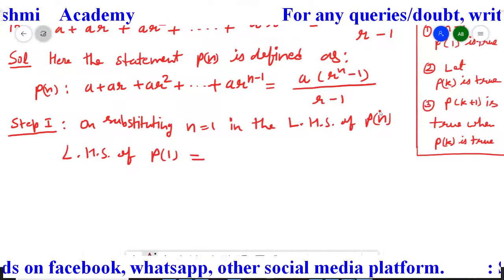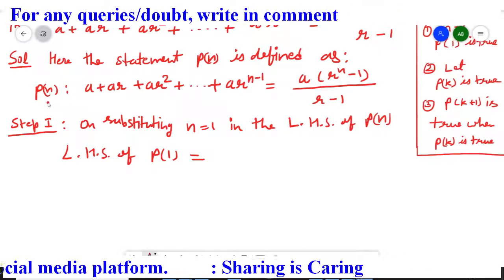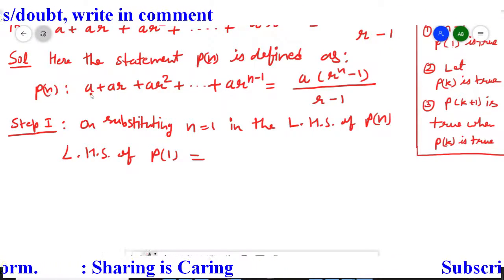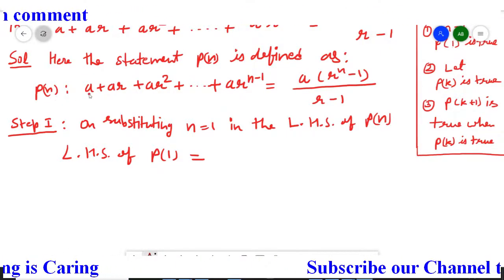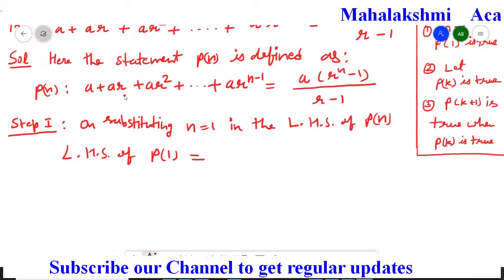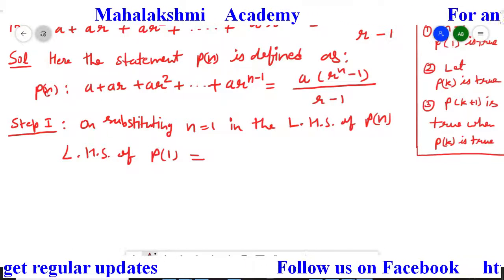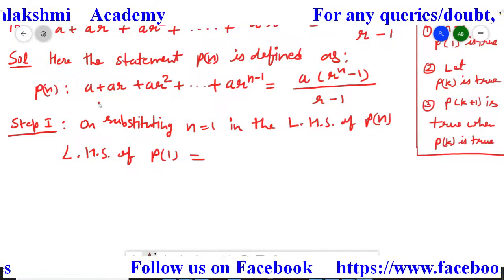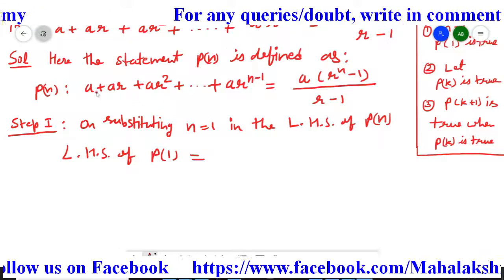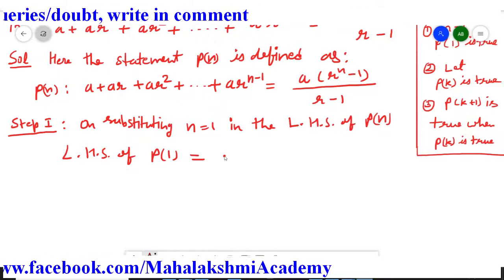Now 1 means you only have to write the first term from here. When n is 1 that time first term, and if n is 2 you have to take the first 2 terms. If n is 3 then you have to take the first 3 terms. So like this it proceeds. Here n is 1, so you have to take only the first term of the left hand side, that is only a. So write here a, that is our left hand side of P1 equation.